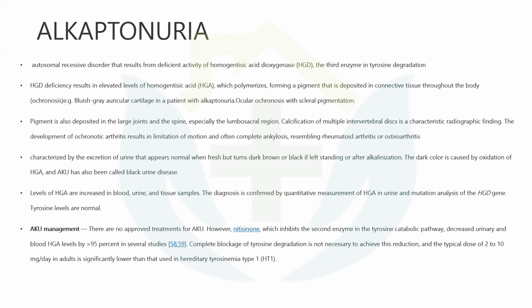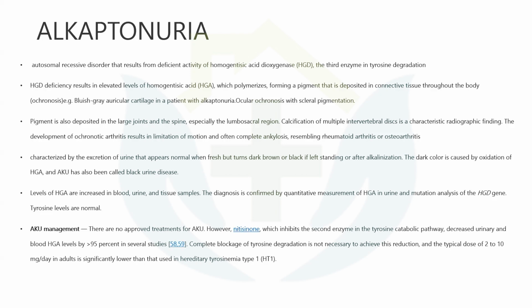Next topic is alkaptonuria. It is an autosomal recessive disorder, and the basic deficiency is of homogentisic acid dioxygenase, the defective enzyme here, which is part of the tyrosine metabolism pathway. Because of this defect, homogentisic acid will not be metabolized, so it accumulates in the body and is then deposited in different connective tissues.